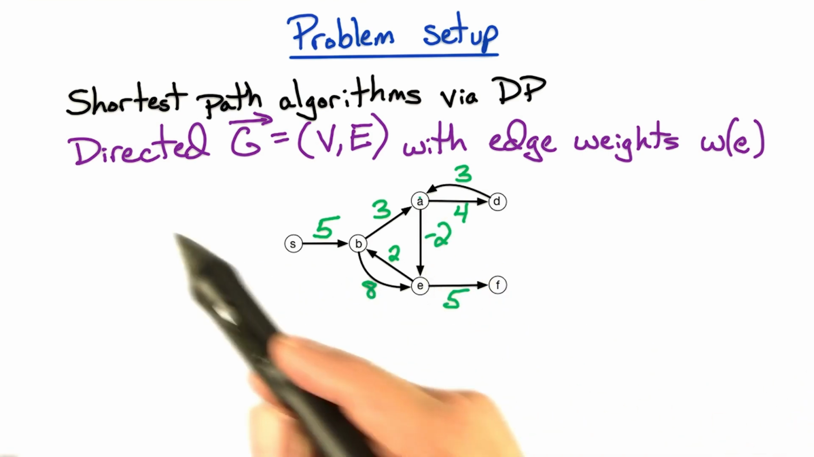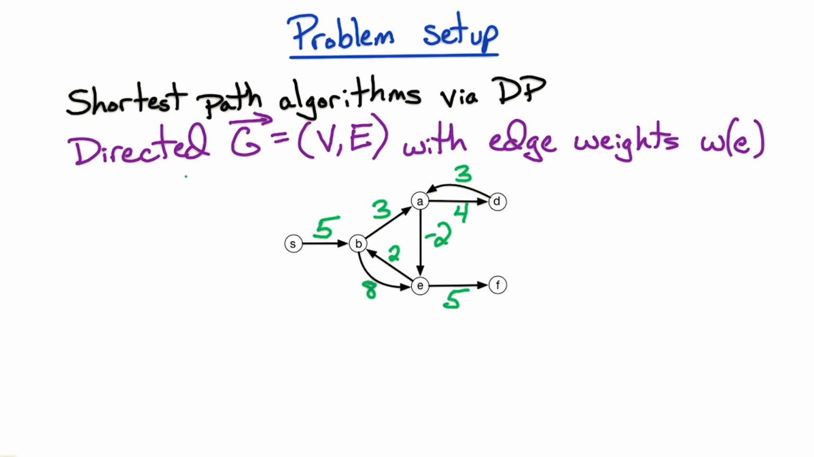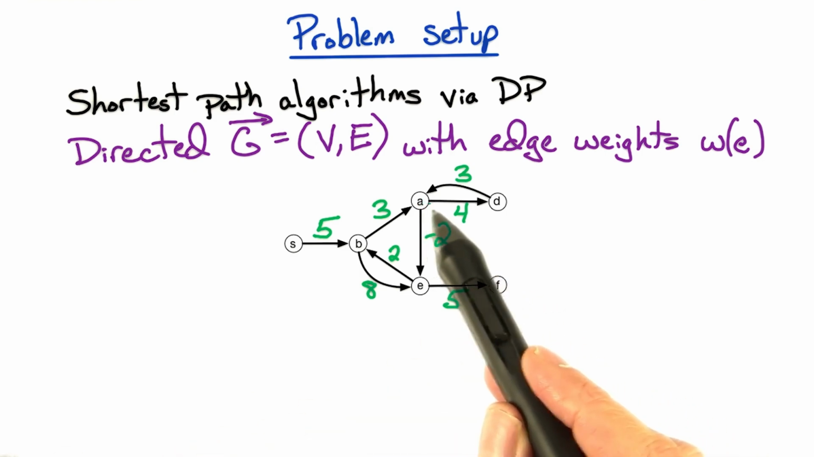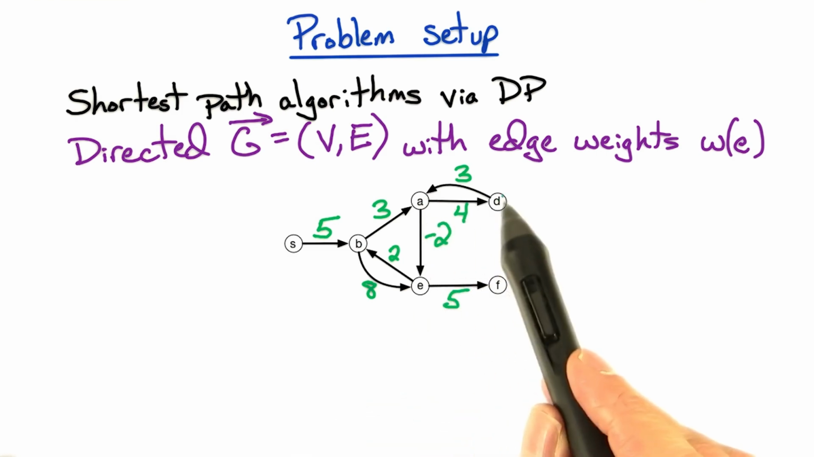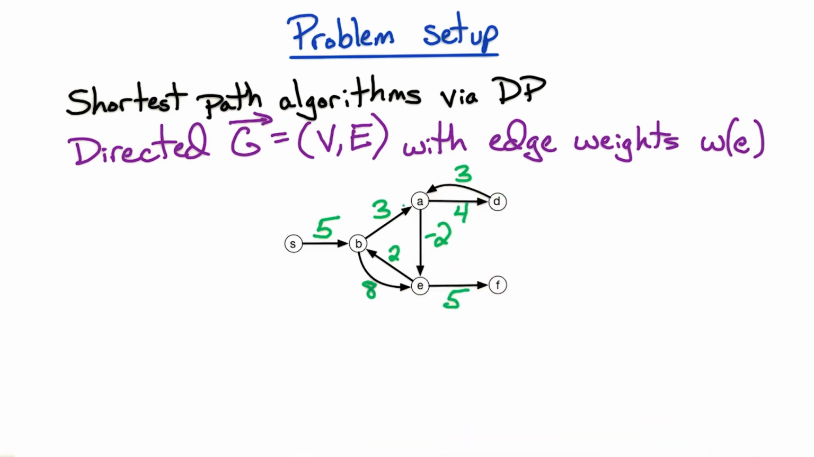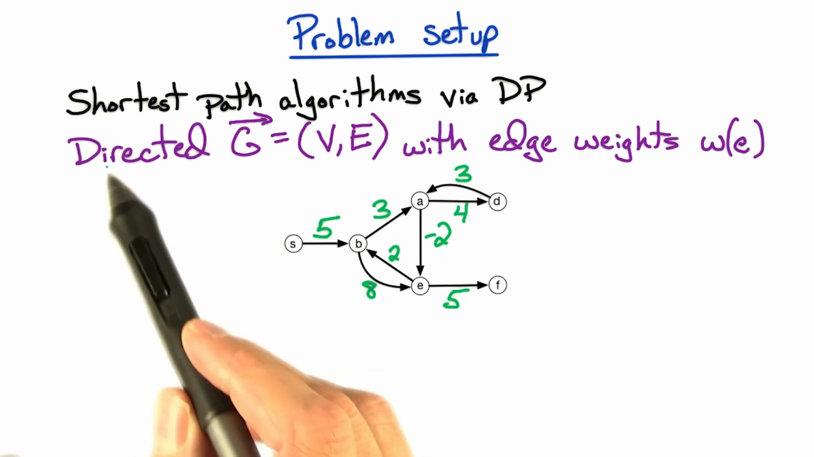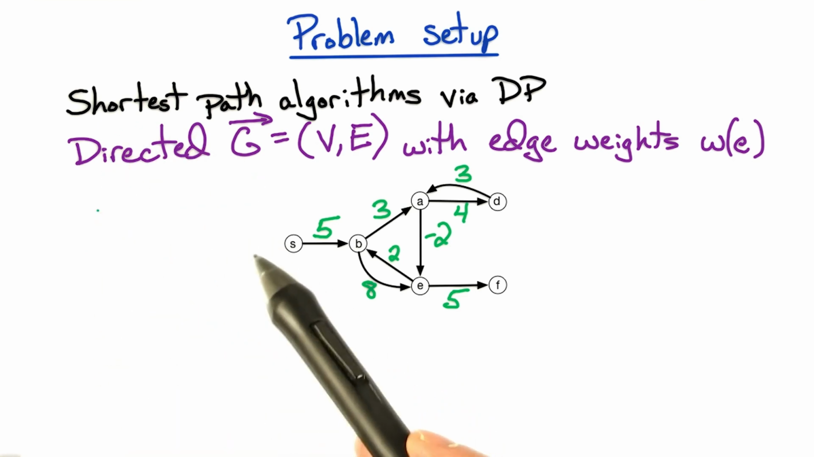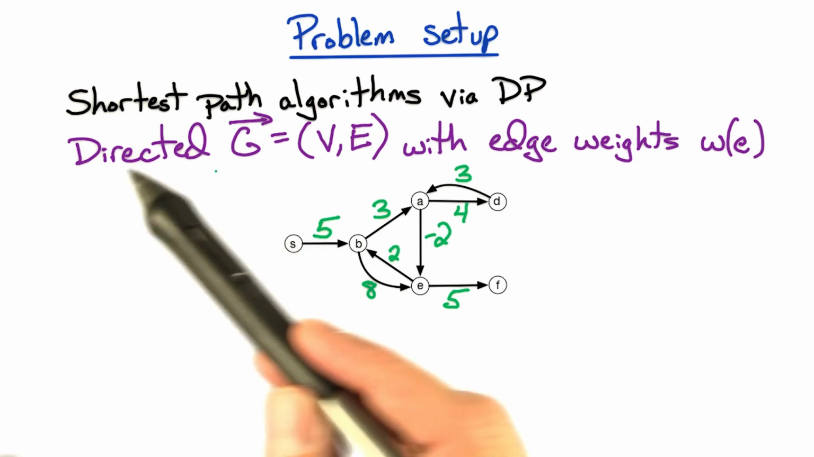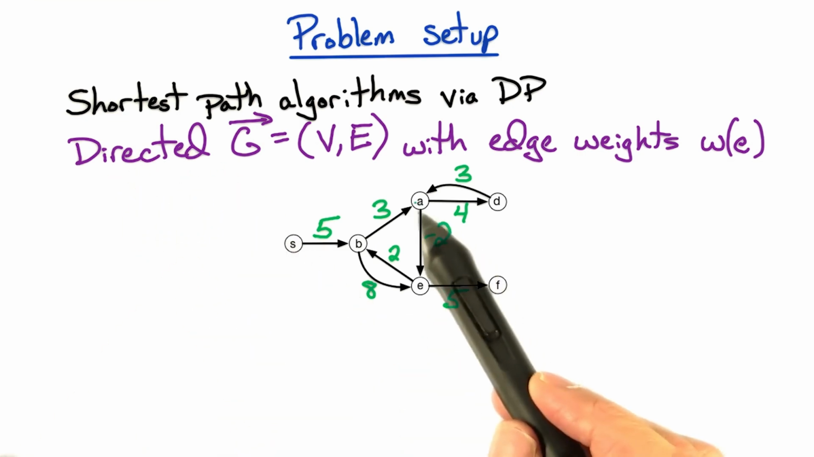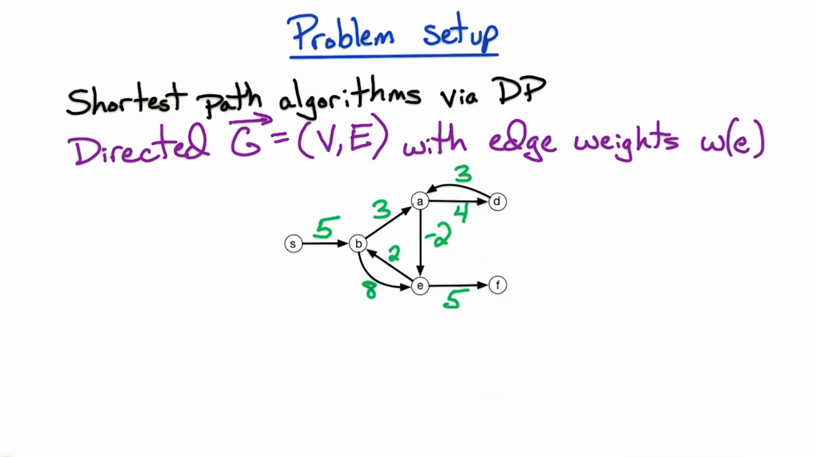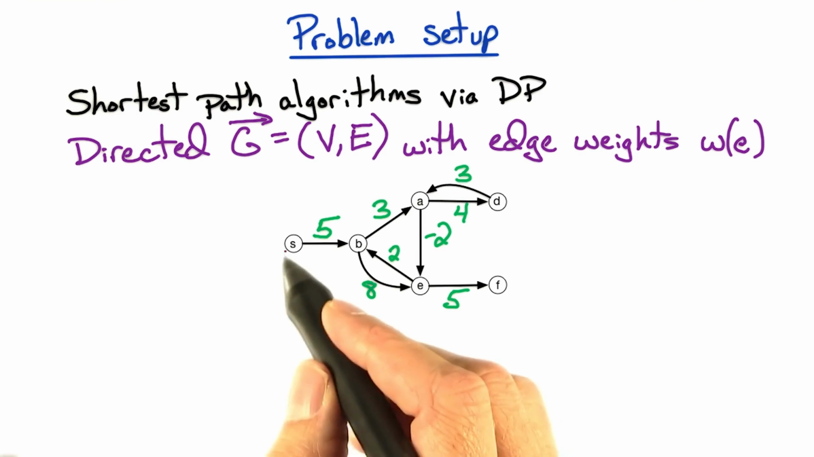Now these anti-parallel edges, such as from A to D and D to A, are quite useful. They allow us to encode an undirected graph as a directed graph. So if we have an undirected graph, we can replace the edge between A and D by this pair of anti-parallel edges. And in this way, this directed graph problem is more general than the undirected graph problem, because we can encode any undirected graph as a directed graph by replacing each edge in this undirected graph by this pair of anti-parallel edges.